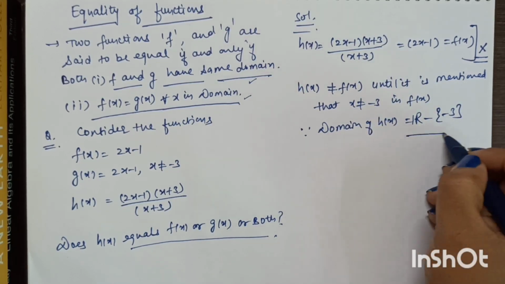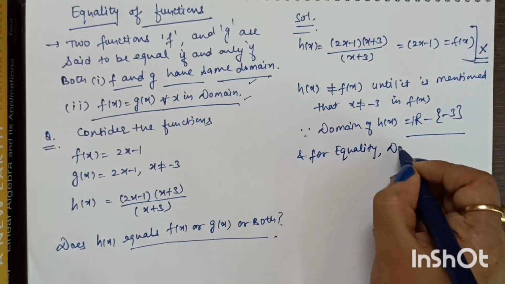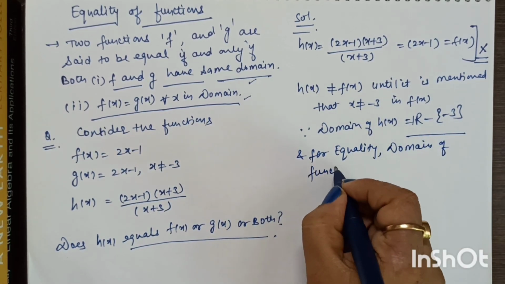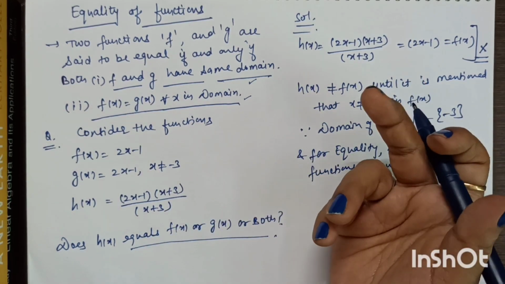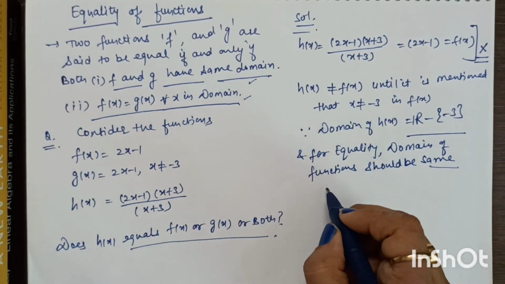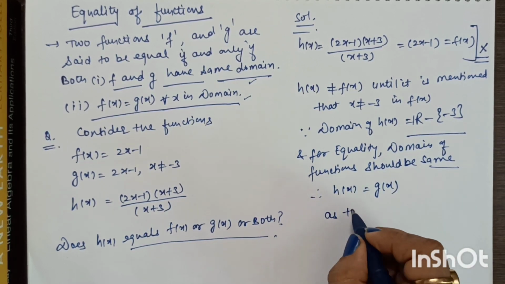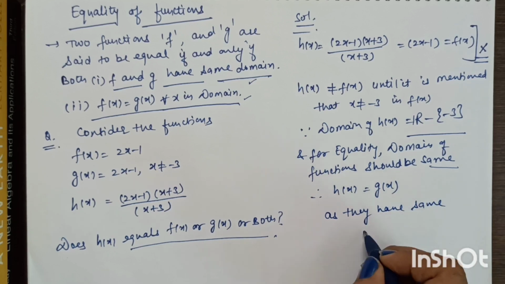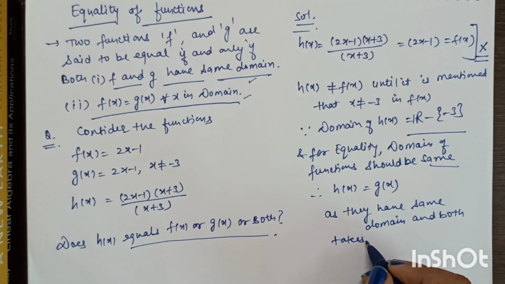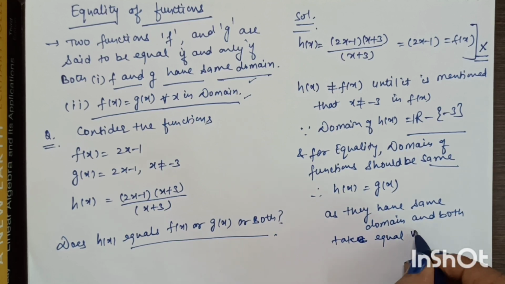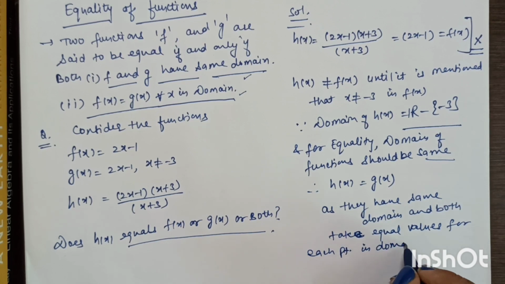So h(x) and g(x) are functions which have the same domain, and they are equal for every point of the domain. That is why h(x) and g(x) are equal functions, but f(x) is not equal to any of them. So you need to make this clear: domain is the first preference for equality. The domain should be equal. After that, values at every point should be equal. So this is equality of functions. I hope it is clear.